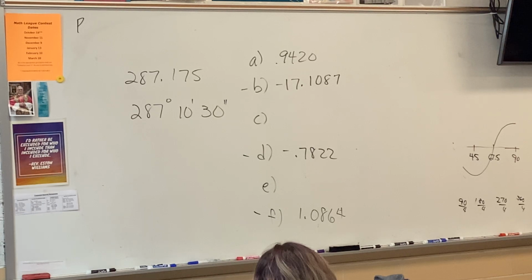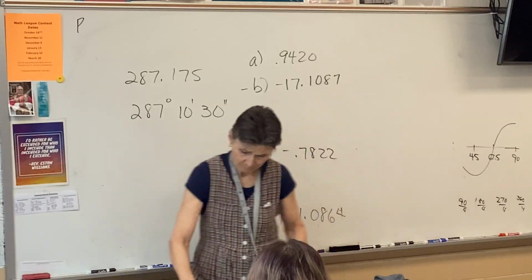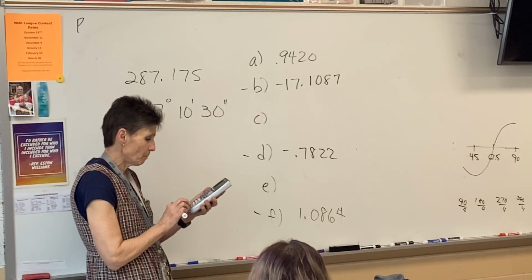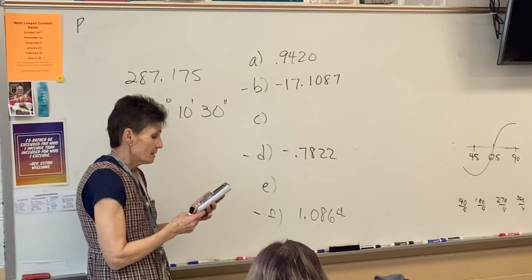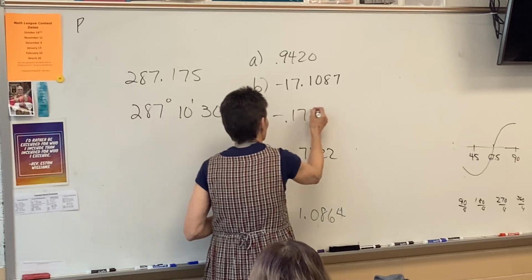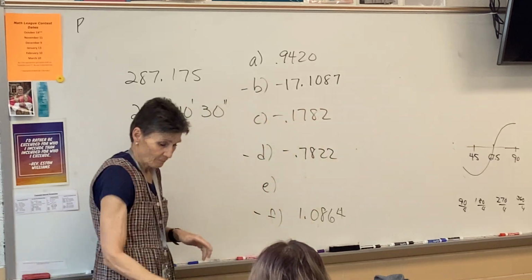Okay, now this is the one, that was F, and you got F right. We are on this one now, you didn't do that one. So you need to change your calculator into radians. Sit up and stay awake, okay? Our calculator needs to be in radians now. All right, C, easy. Cosine 1.75, negative 0.1782. For C.